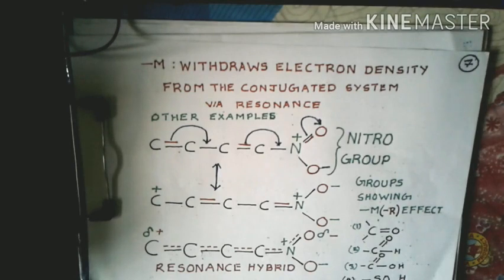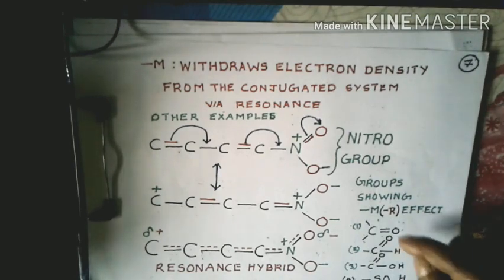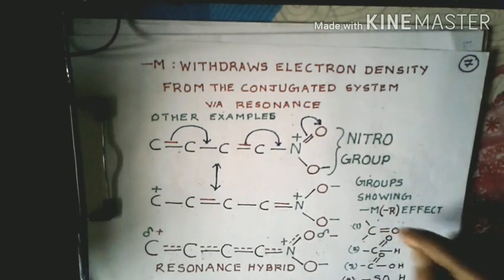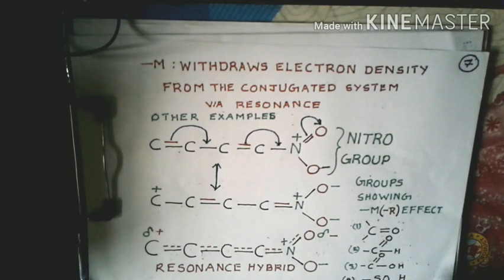Now other examples of groups showing -M or -R effect are the carbonyl group, or it is called ketonic group. This is aldehyde group. This is carboxylic acid group, and this is sulfonic acid group. All these groups have double bonds which are conjugated with the conjugated system, and they show -M effect or electron withdrawing effect. Now that is all.